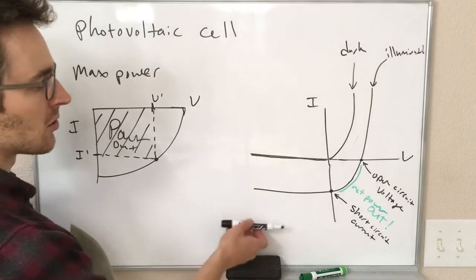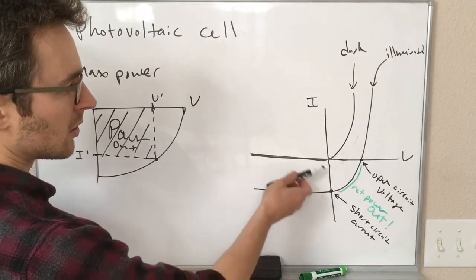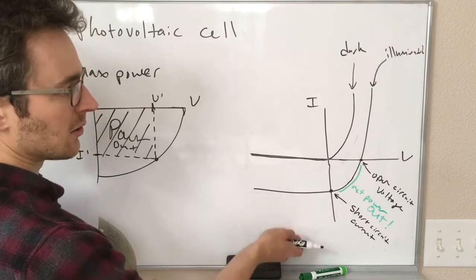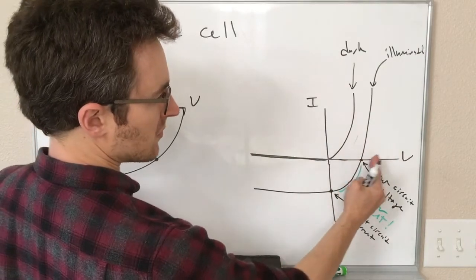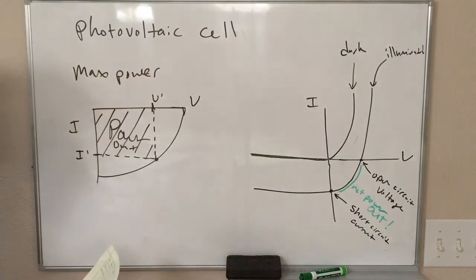So depending on the amount of illumination, you can shift this curve down more or less. That has a larger effect on the current than it does on the voltage. Shifting this curve up and down moves the voltage back and forth a little bit, but not all that much.